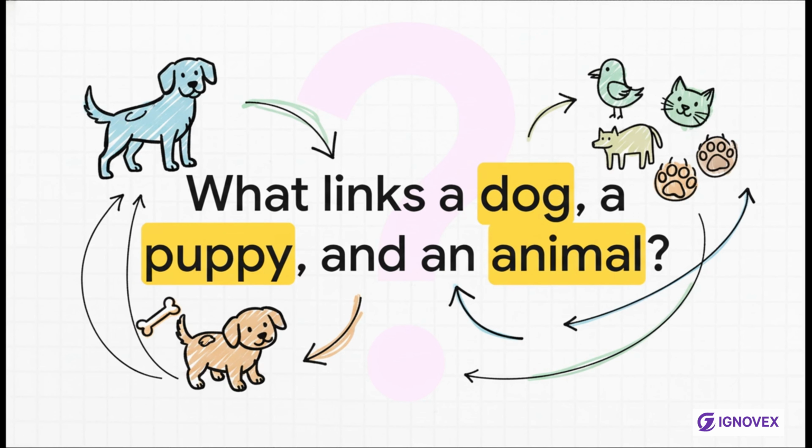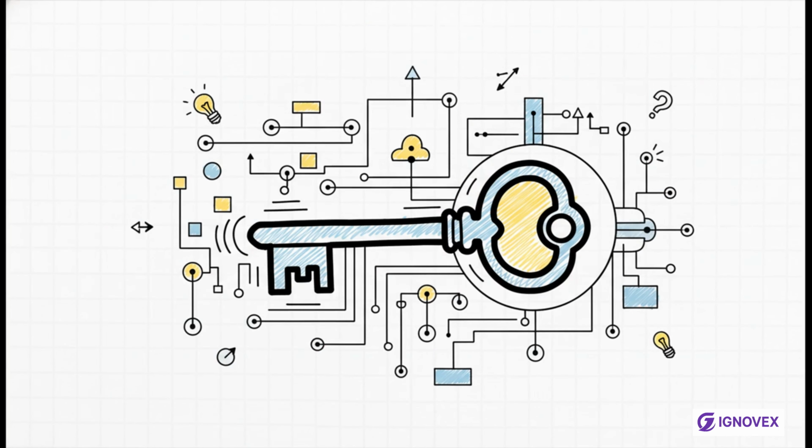So let's play a quick game. Take these three words: a dog, a puppy, and an animal. They're obviously related, right? But how exactly? The answer to this little puzzle actually reveals the entire blueprint for how we and machines understand language itself. And that answer has a name: lexical semantics. It's the key that unlocks the very structure of meaning. And today we're going to pull back the curtain and see exactly how it all fits together.